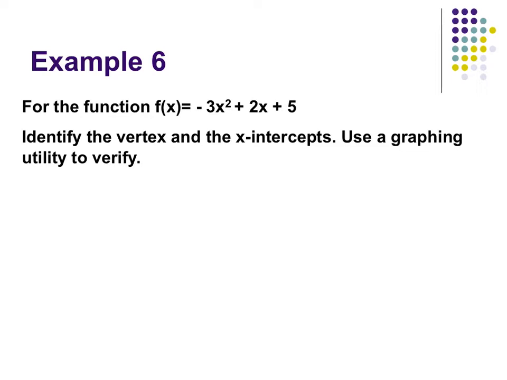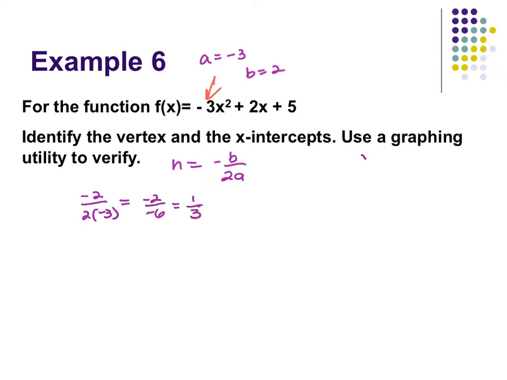The first thing I'm going to do is look at this, and it says identify the vertex and the x-intercepts. Use a graphing utility to verify. So my vertex, I'm going to find using negative b over 2a. Because if you had the choice and there's a number on the front of the x squared, I would probably choose this method. So the h coordinate equals negative b over 2a, where a is negative 3, b is 2. So I get negative 2 over 2 times negative 3, negative 2 over negative 6, which is a positive 1/3. And that's the x coordinate of your vertex.